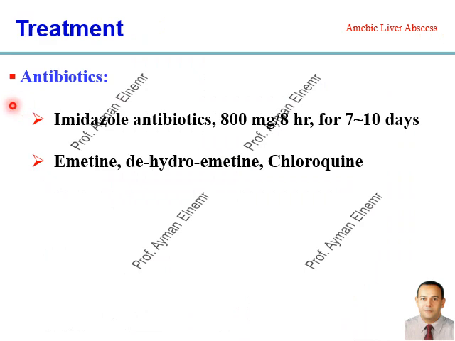The treatment of amoebic liver abscess usually starts with antibiotics in the form of imidazole antibiotics or metronidazole in a dose of 800 milligrams every 8 hours for a period of 7 to 10 days. It is better to give these drugs by intravenous route. Emetine, dehydroemetine, and chloroquine may be used.